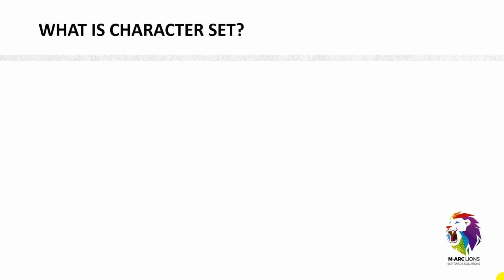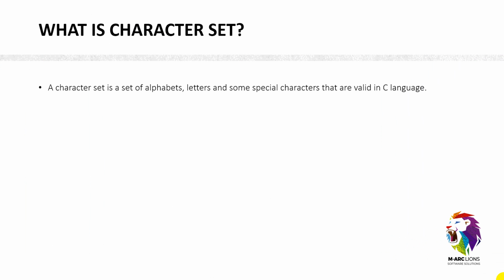So what is a character set? Before we understand identifiers or keywords, we should understand what the character sets are and what kind of characters are supported in C language. A character set is a set of alphabets, letters and some special characters that are valid in C language.